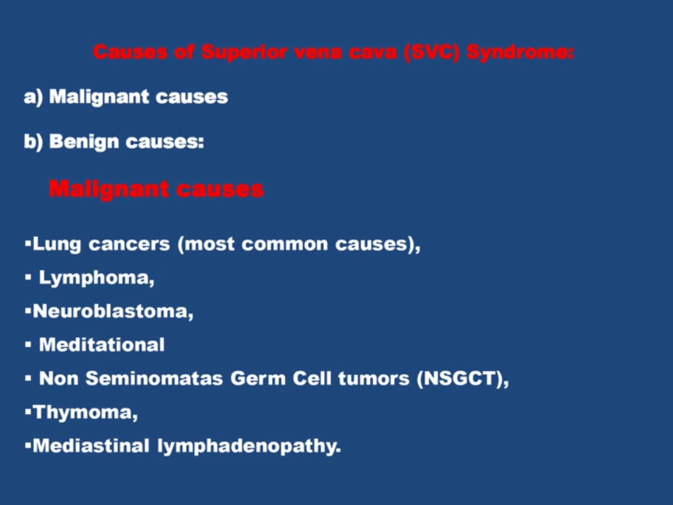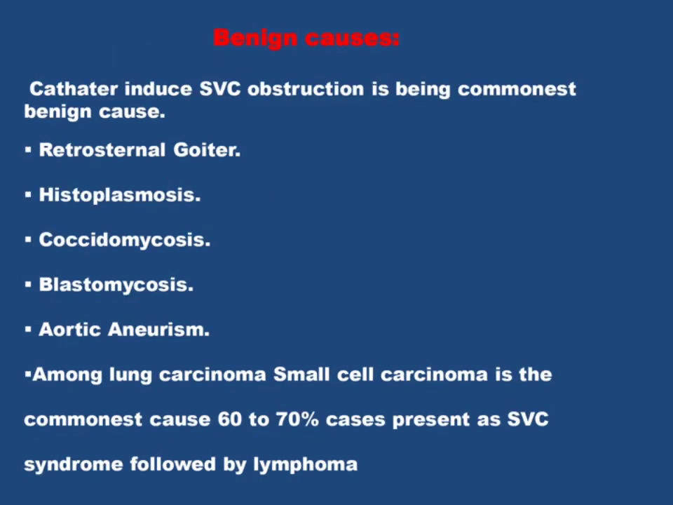Neuroblastoma, mediastinal mass, non-seminomatous germ cell tumor, and the extragonadal non-seminomatous germ cell tumor arising in the mediastinum can cause breathlessness. One of the famous cricketers developed an extragonadal non-seminomatous germ cell tumor. He had the diagnosis, and now he is fine. Then thymoma and mediastinal lymphadenopathy. These are the malignant causes.